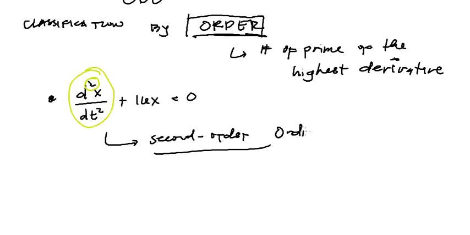And if we're gonna name this equation, it is called second order ordinary differential equation. Okay, because the equation has an ordinary derivatives, and the number of prime of the highest derivative here is 2. That's why it is second order. Okay, so another example.